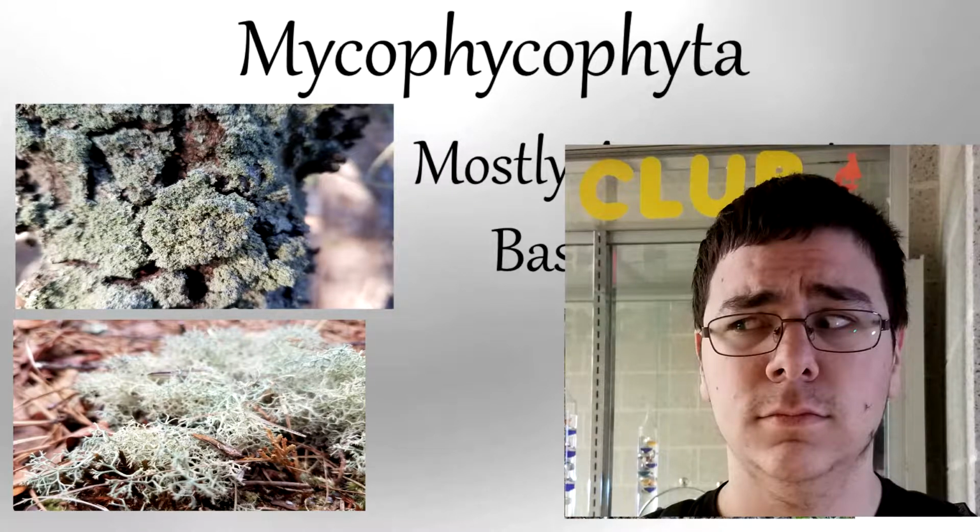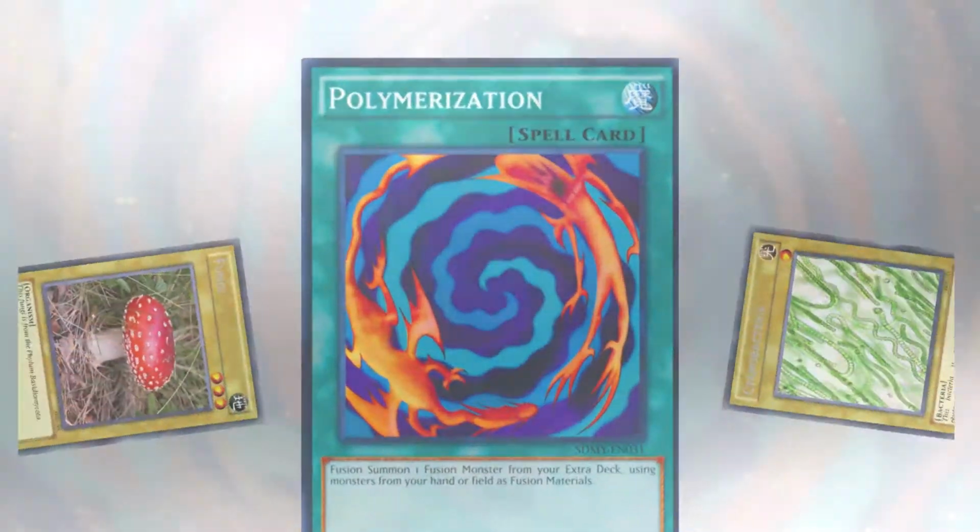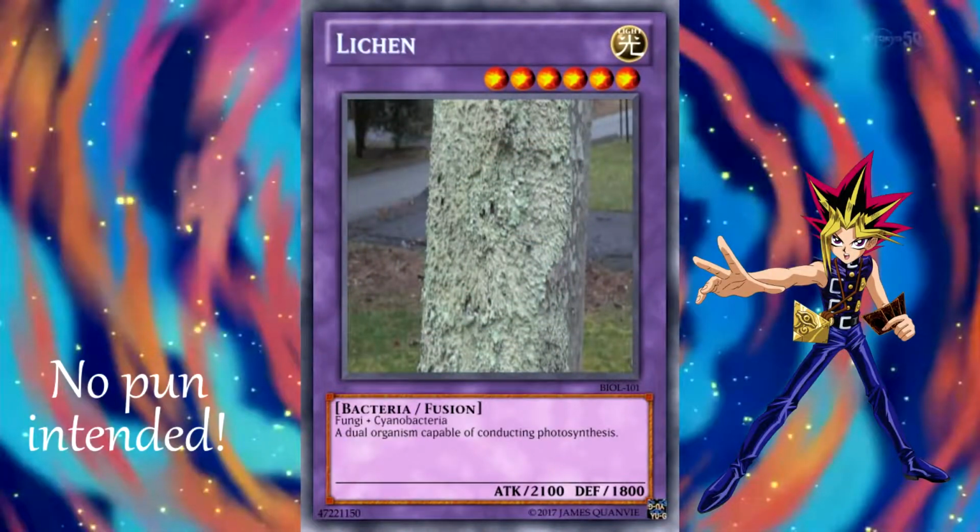Wait, did you say symbiotic relationship? Connor, I'm glad you could join me. And yes, symbiotic relationship. Lichens are not one, but 2 organisms that work together in a mutualistic relationship to make what is known as a dual organism.